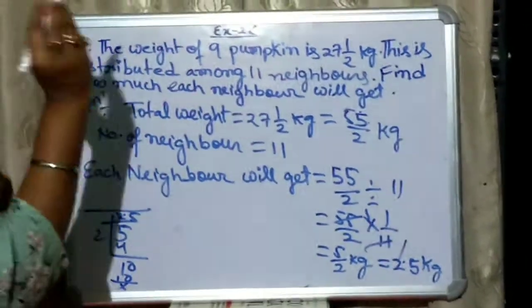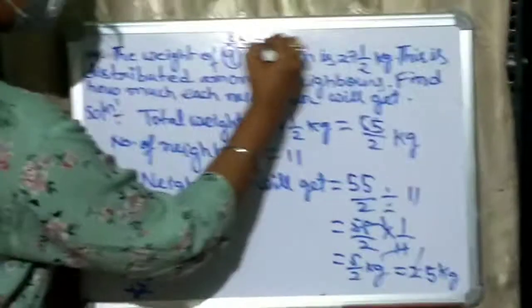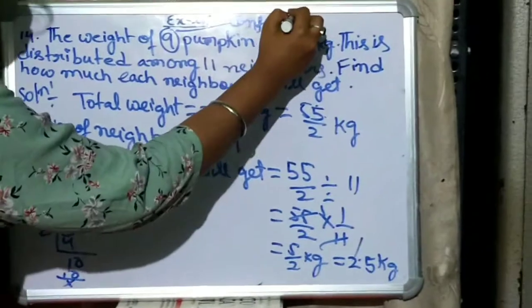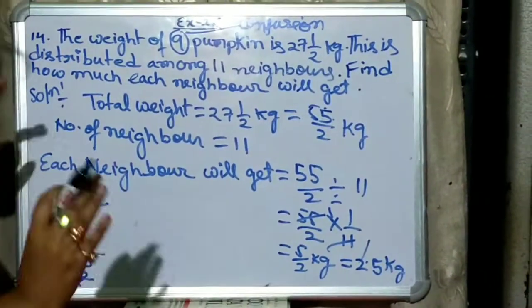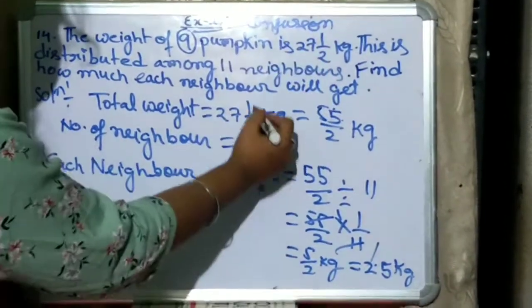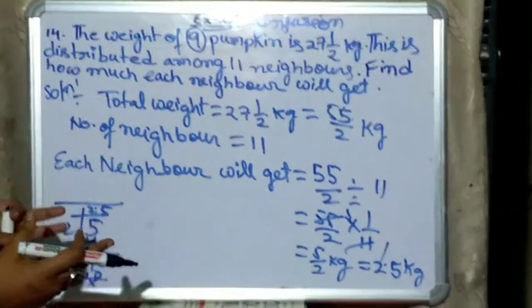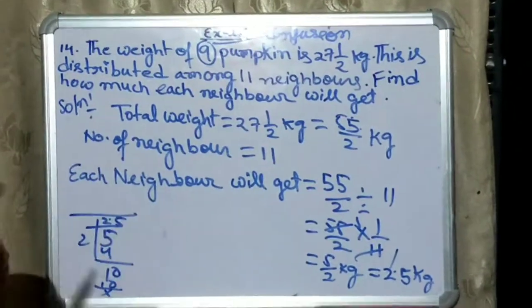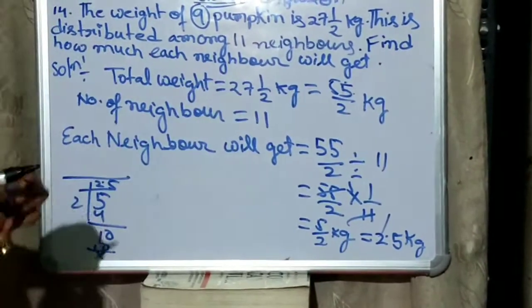So class, listen, this 9 number is given in order to confuse you. It is given to create confusion in your mind. Our data requires only the total weight, how much? 27 and a half kg, and it has to be distributed among how many neighbors? 11 neighbors. So how much will each neighbor get? This number will be divided by 11.